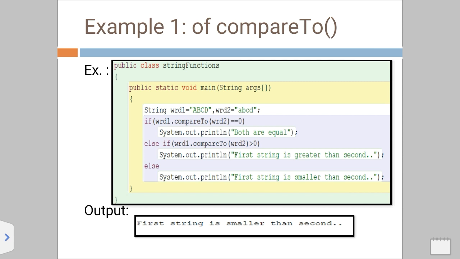Why? Because remember, the ASCII code of small a starts from 97, and capital A starts from 65. If we are subtracting 97 from 65, meaning 65 minus 97, what are we getting? Minus 32. It means the first string is smaller than the second string. That's why we are getting the output that the first string is smaller than the second string.